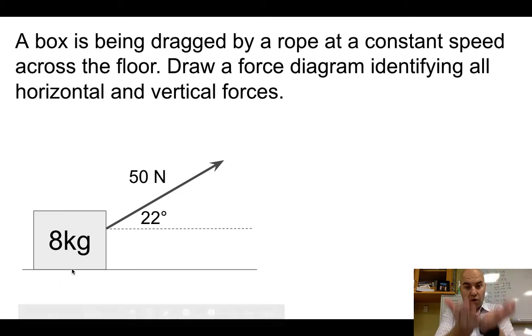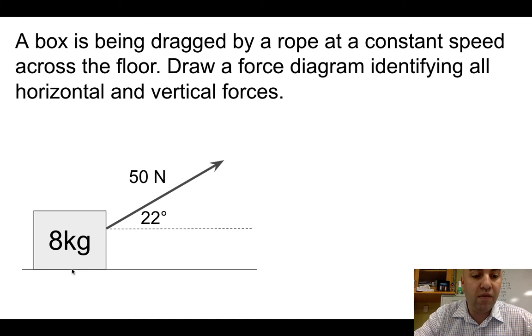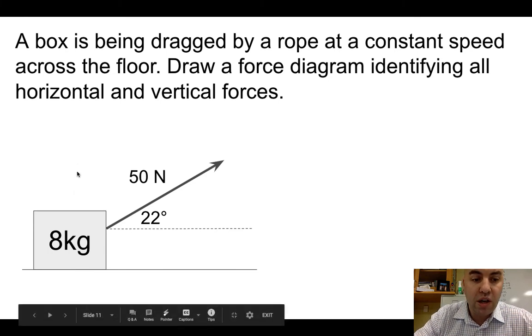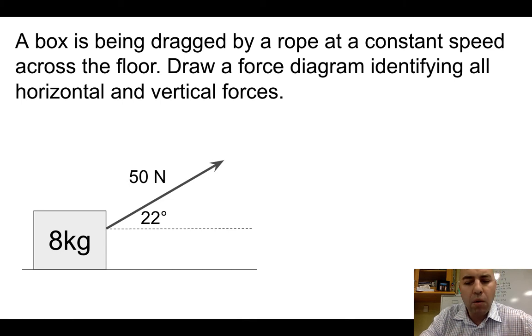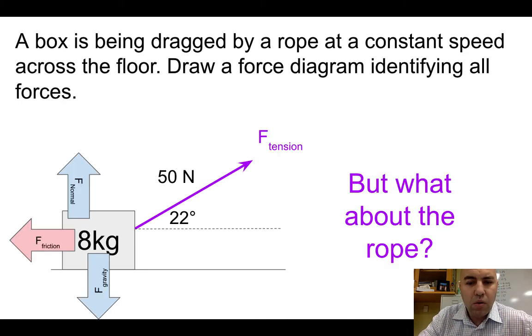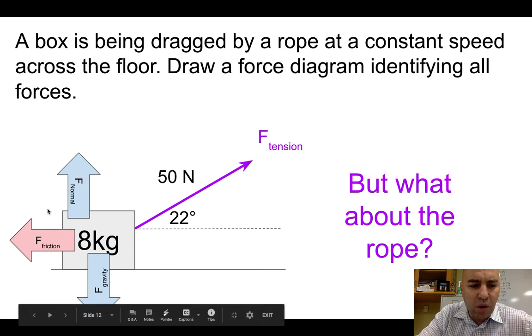We have the support force of the ground, the normal force that's pushing up, and then we have that friction force that's acting to the left, opposite the direction of motion. Well, how are we going to figure that out? Well, that's exactly what we've got going on right here. So what we need to think about is this rope.